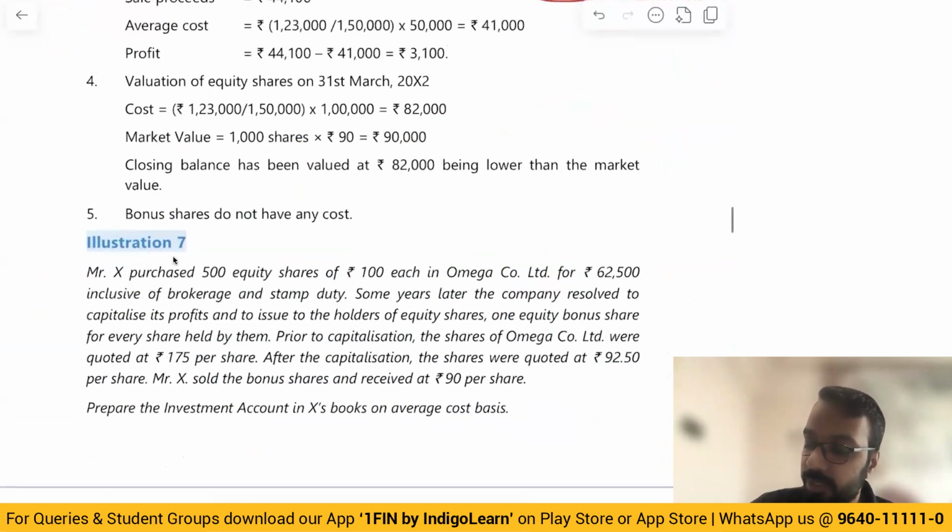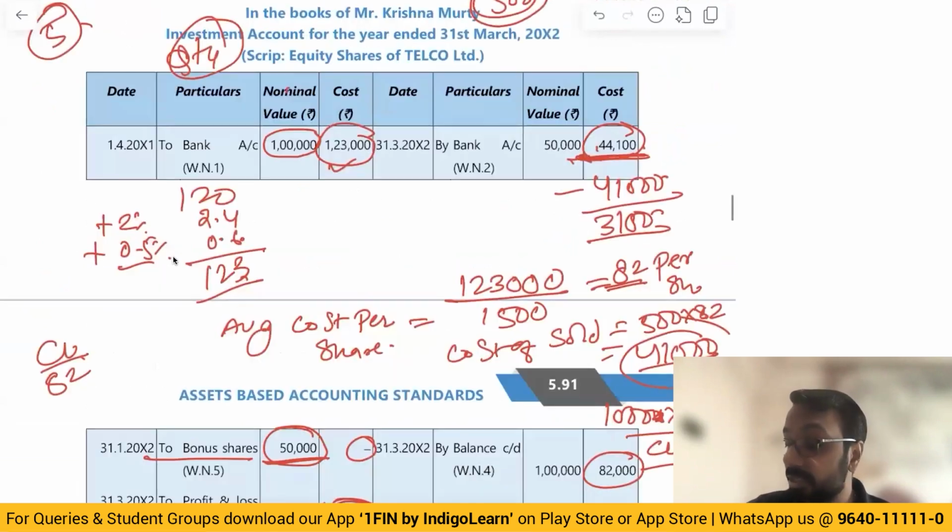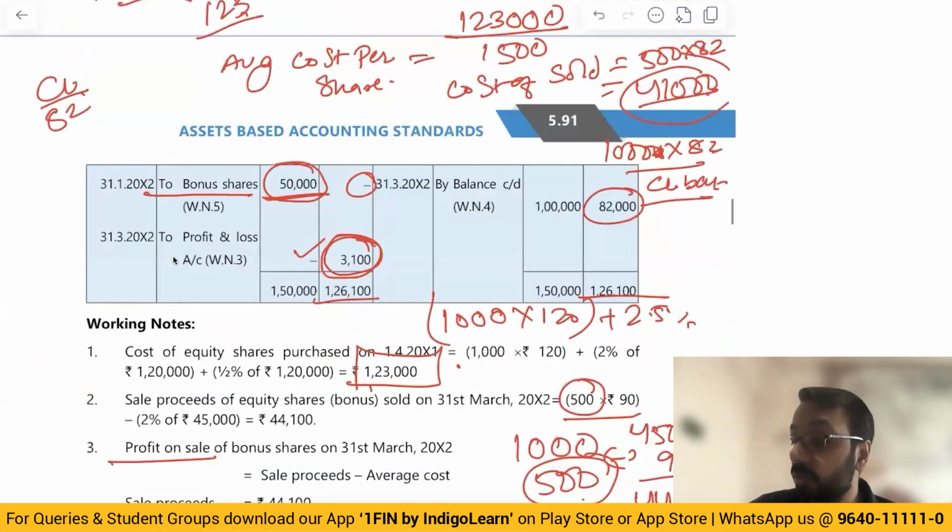Okay, so this valuation of equity shares for 31st March is also important. If it is lower, for example, for whatever reasons, the fair value is only 70,000, you will record this at 70,000, and the balance 12,000 will be your loss. That is one thing you have to keep in mind if it is a current investment.